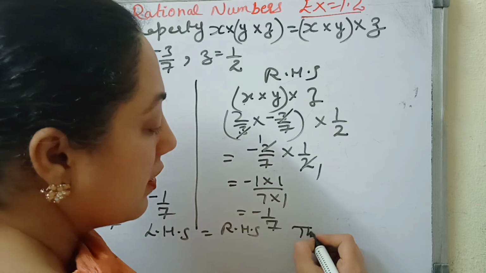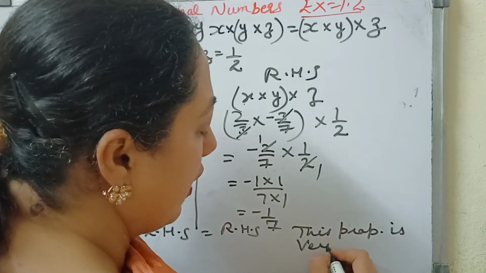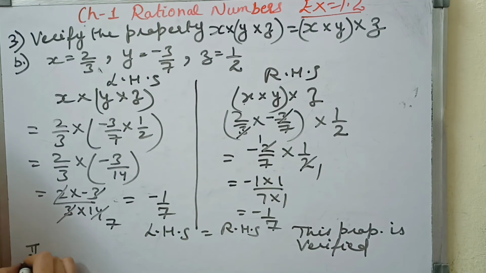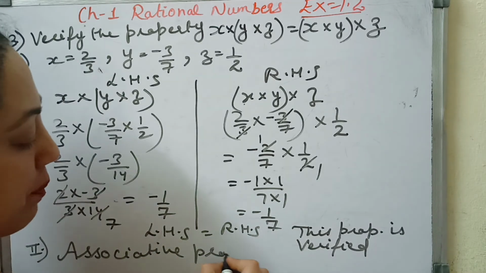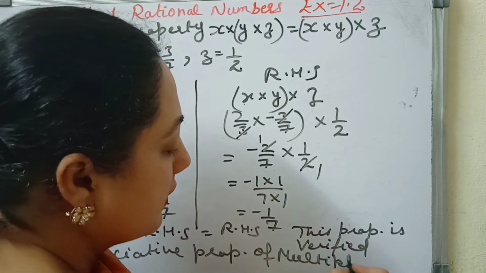Now what is the name of this property? Its second part is what is the name of this property? You everybody know this is the associative property of multiplication.